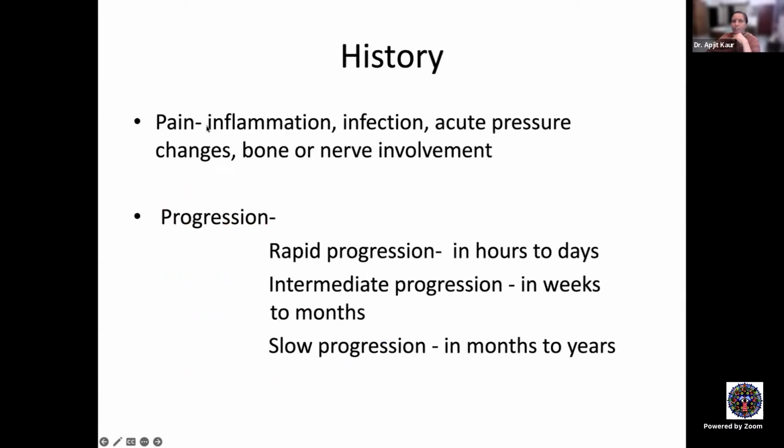So if there is a history of pain, what do you think can be the reason? Inflammation for sure. Inflammation may be autoimmune or infective, right? Infection could be bacterial. It could be fungal. It could be viral. What else will give rise to pain? Pressure. Increasing orbital pressure.